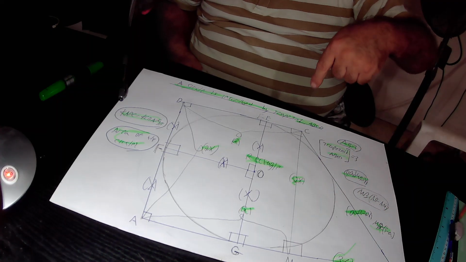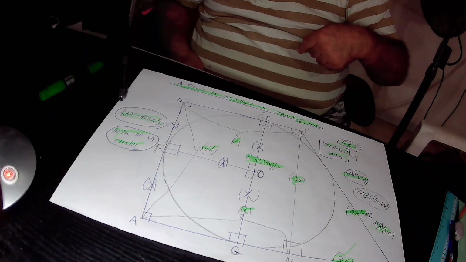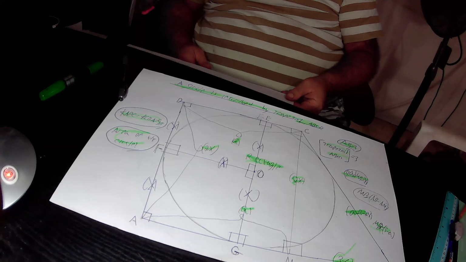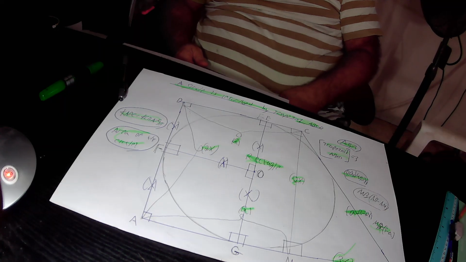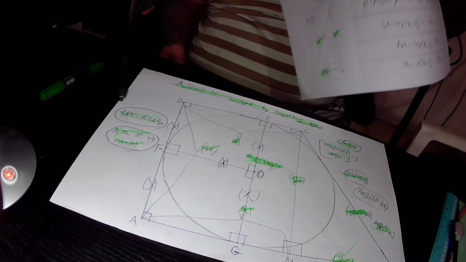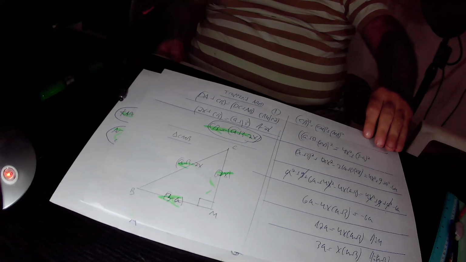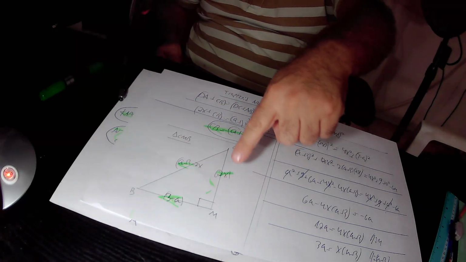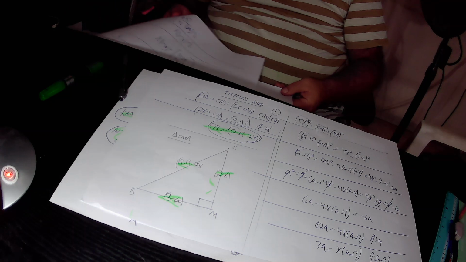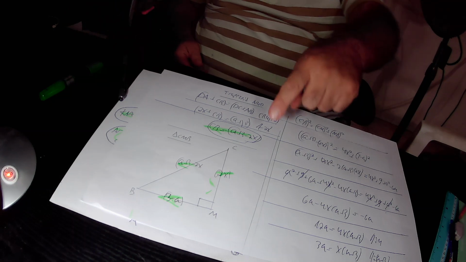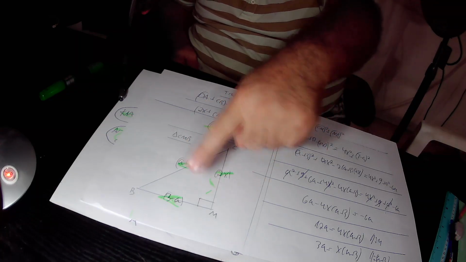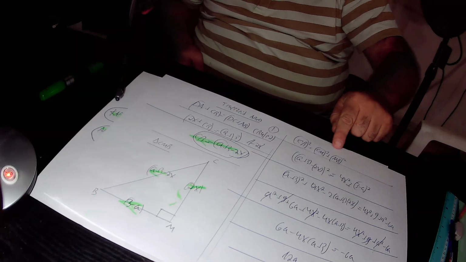The next step, by copying the right triangle CMB, we implement the Pythagoras theorem. According to the Pythagoras theorem, in any right triangle, the square of the hypotenuse equals the sum of the squares of the legs. This is the right triangle CMB, according to the original drawing. In this right triangle CMB, CB squared equals CM squared plus MB squared.